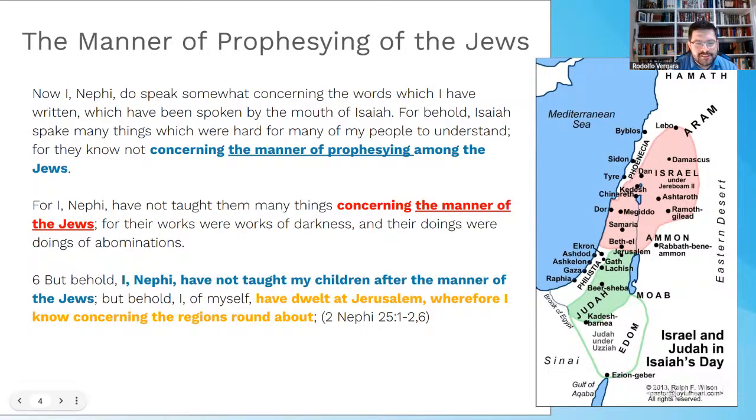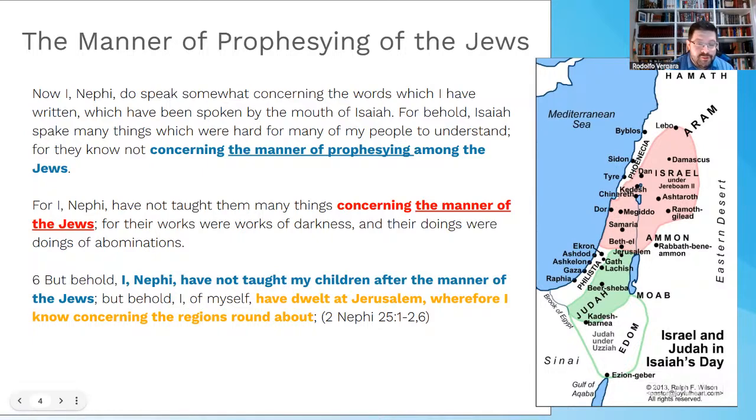So that's what Nephi is really speaking about here, that he didn't teach them because their works were works of darkness. And much of that was the culture. The oral tradition was the culture of the Jews. And even back then, at the time we see the Reformation of King Josiah, the Jews became very orthodox in their traditions and their beliefs.